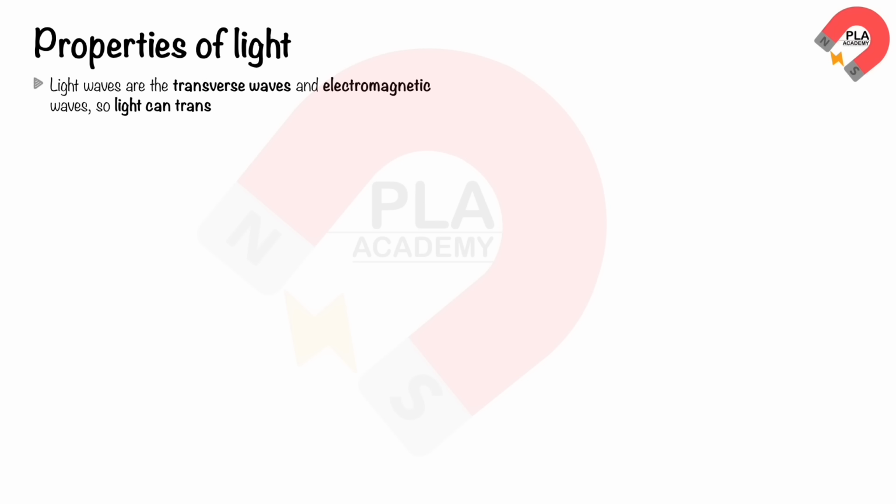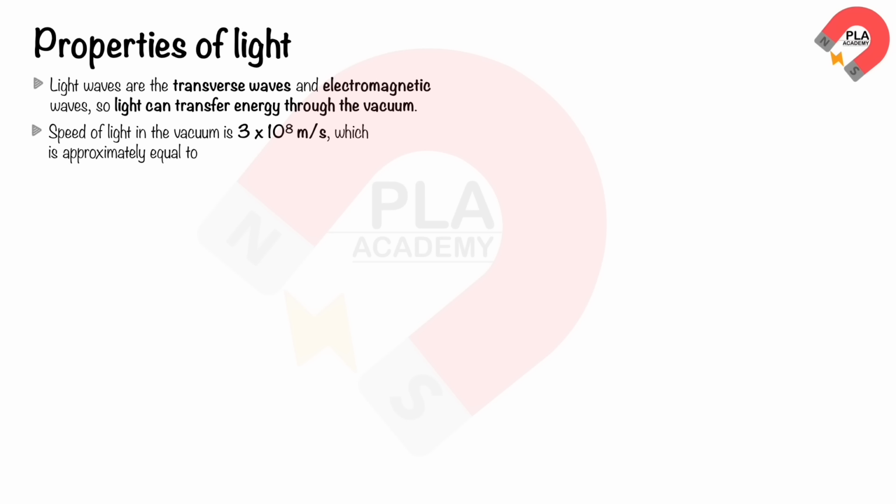General properties of light waves. Light waves are transverse waves and electromagnetic waves, so light can transfer energy through a vacuum. The speed of light in a vacuum is 3 times 10 to the power of 8 meters per second, which is approximately equal to the speed of light in air.